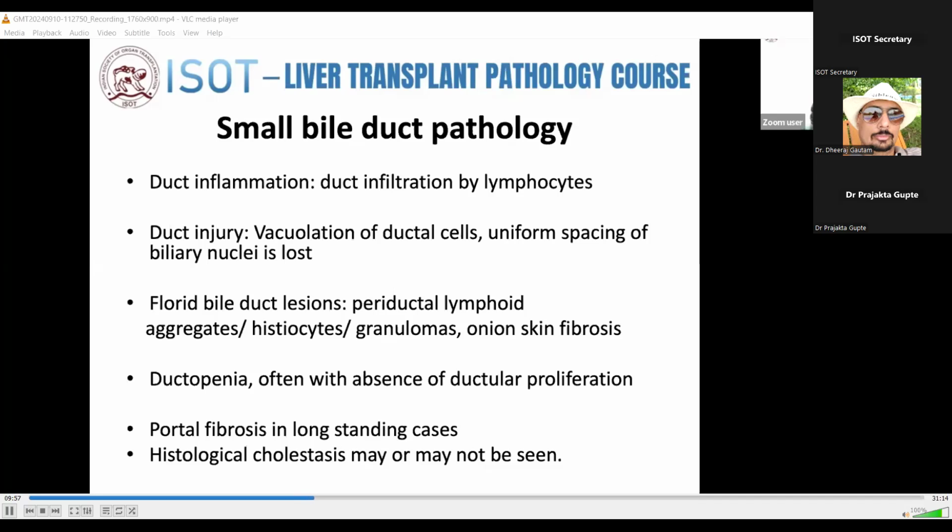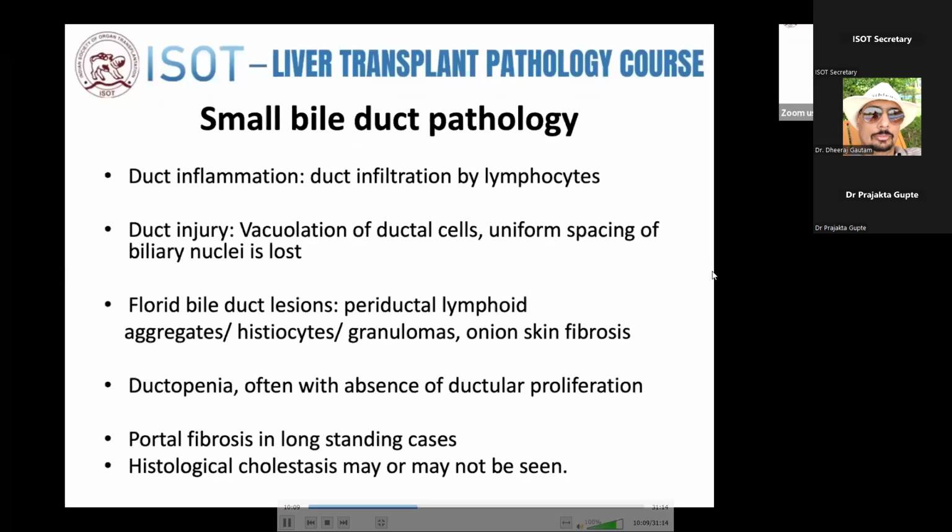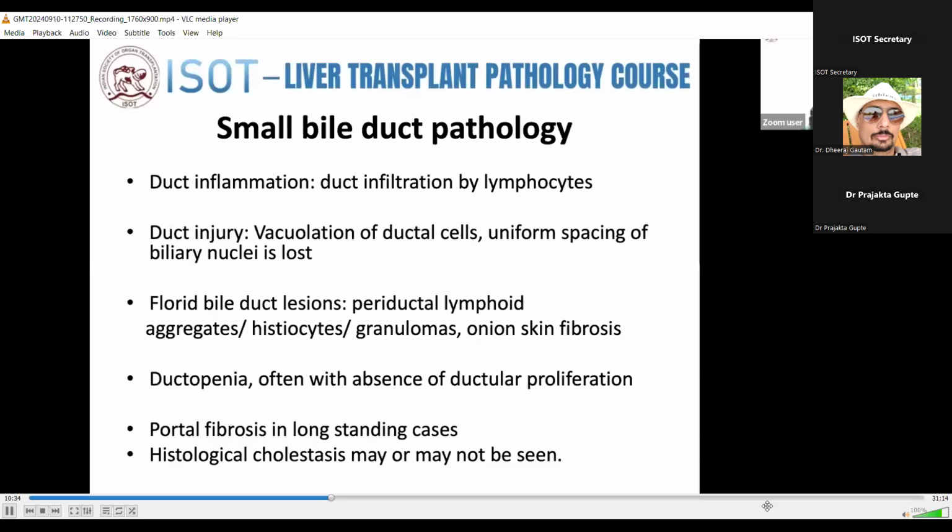Then in conditions like vanishing bile duct syndrome due to DILI or ductopenic chronic rejection, we would see ductopenia, where the bile duct itself is absent, and along with that, ductular proliferation is also absent in the majority of cases. Then again, in long-standing cases, we can see portal fibrosis. One thing to note is that histological cholestasis may or may not be seen. In fact, in many of the cases, we don't see histological cholestasis. So that doesn't rule out the possibility of a ductal pathology.